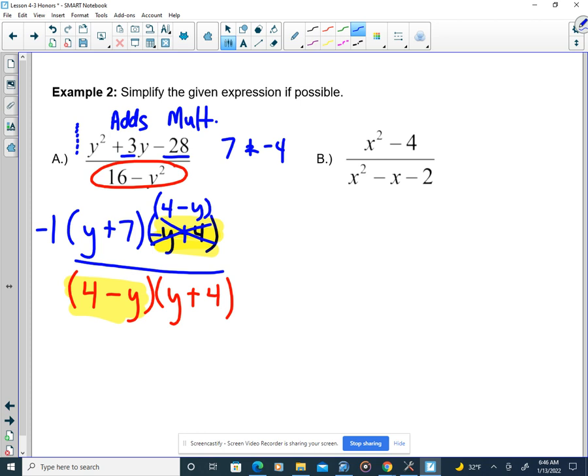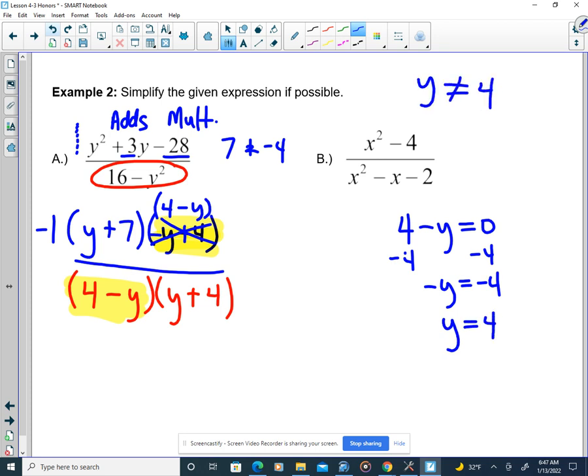So now I can mark out this 4 minus y on the bottom with this 4 minus y at the top. But again, I keep forgetting we need to find our restrictions first. So let's go back and do that before I start canceling everything out. What are our restrictions? We take 4 minus y and set that equal to 0. Minus 4, we get negative y equals negative 4. Divide by negative 1, y equals 4. So one of my restrictions is y cannot equal 4.